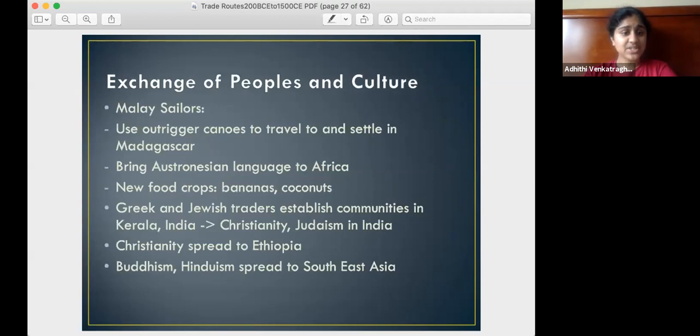So Malay sailors used outrigger canoes to travel and settle in Madagascar, and brought Austronesian language to Africa, and new food crops like bananas and coconuts. Greek and Jewish traders established communities in Kerala, so Christianity and Judaism in India, Christianity spreading to Ethiopia, and Buddhism and Hinduism spread to Southeast Asia, that would be like Indonesia, Malaysia, those sort of areas.